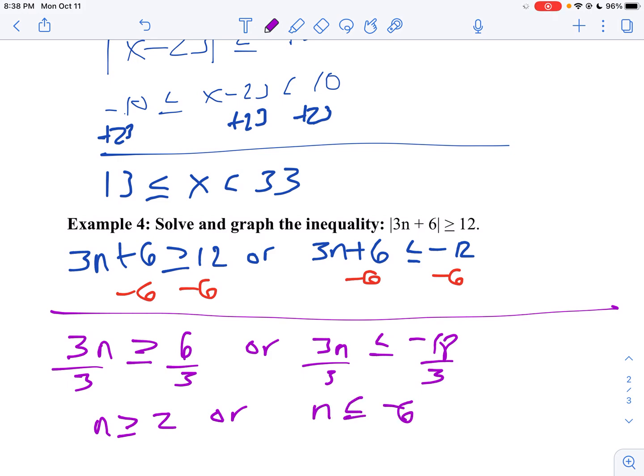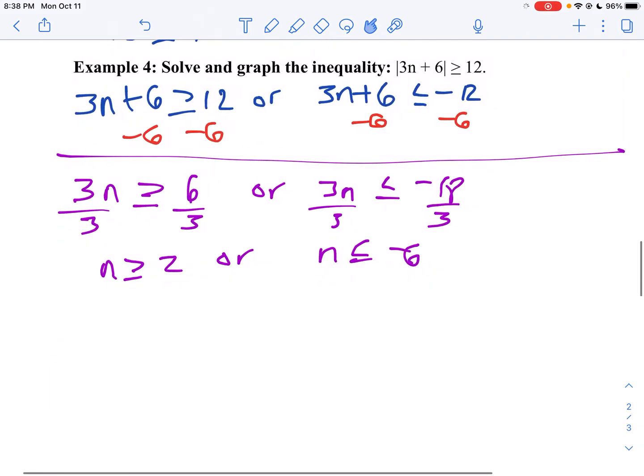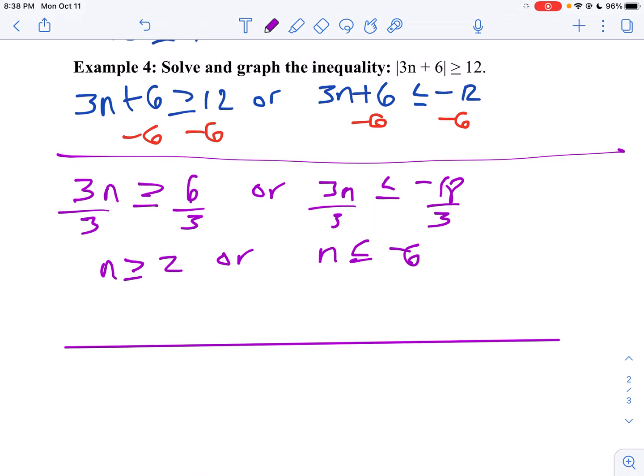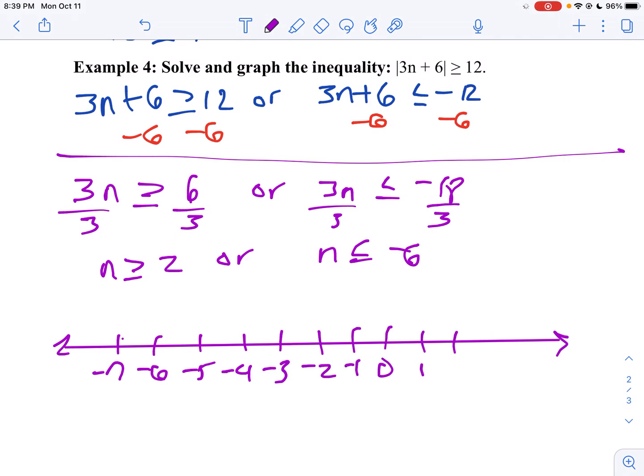equal to negative 6. So in other words, on my graph, on my number line, I want my number line to go from negative 6 to positive 2. So I'm going to put a closed circle on 2. I'm going to shade to the right. Closed circle on negative 6. Shade to the left. And that's all you have to do a problem on that.